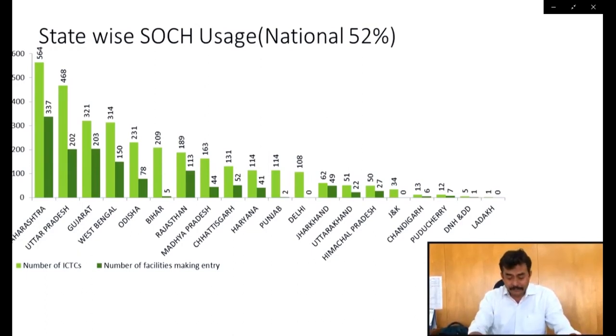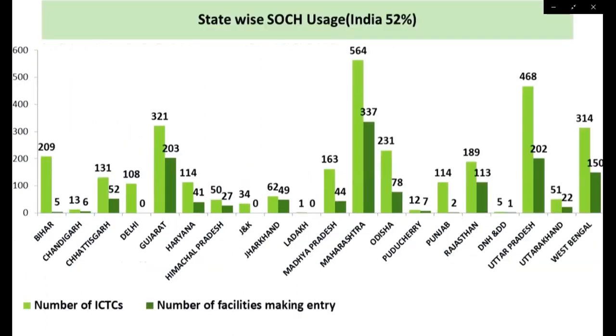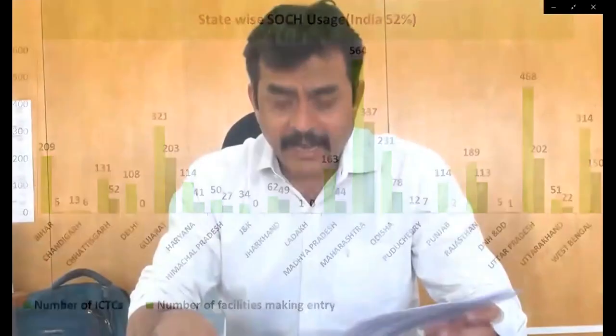And a few states are doing very well in this. We can see in Gujarat now almost 70 to 80% of TIs are using SOCH, so it is not a challenge. Goa is using it. Karnataka is there, where SOCH usage is quite good. So these states are doing well, and we expect that other states will start using SOCH. So thank you.